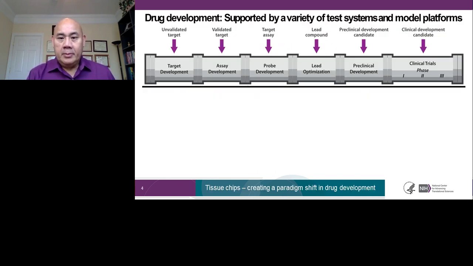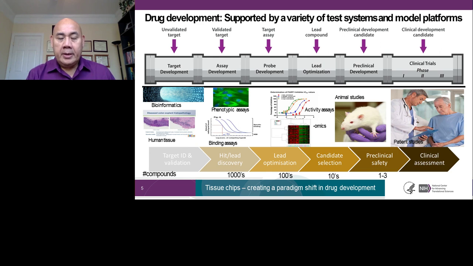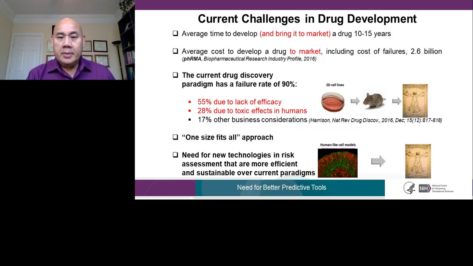Now, if you're familiar with the drug development pipeline, there's certainly a number of stages from target development all the way to clinical trials. And currently the paradigm is to use a variety of tools and technologies that includes 2D cell cultures and in vivo animal models, before getting into human trials. However, there are many significant challenges in drug development currently. The average length of time to develop and bring to market a particular drug is on the average from 10 to 15 years with a cost of $2.6 billion. And so the current drug discovery paradigm has a failure rate of 90%, 55% of which is due to lack of efficacy, and an additional 28% is due to toxic effects in humans.